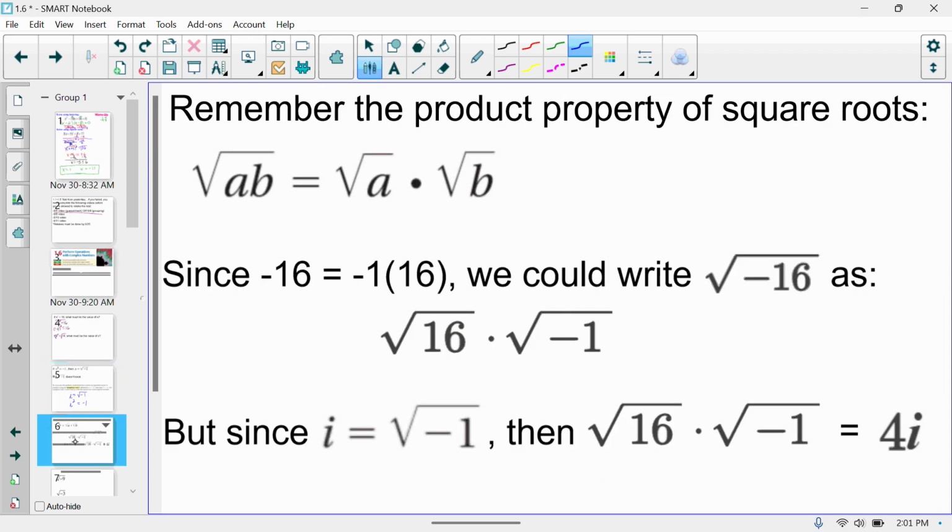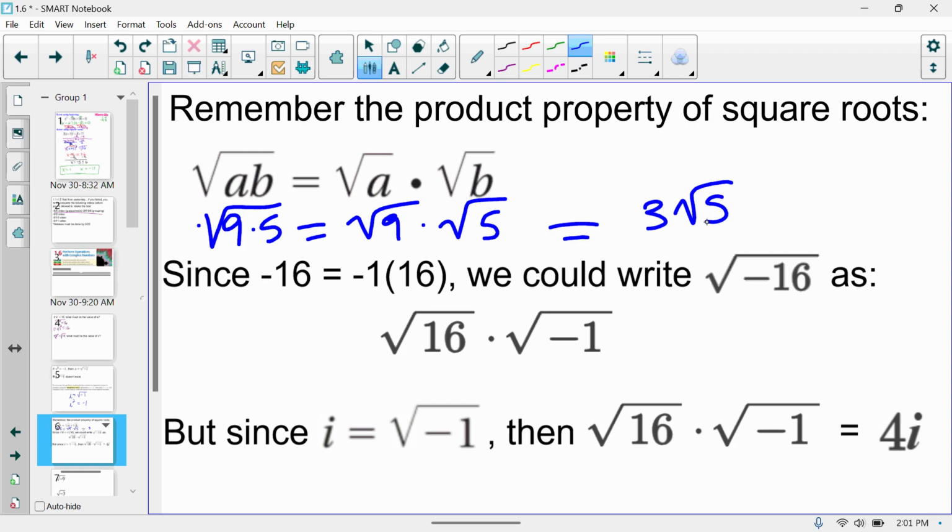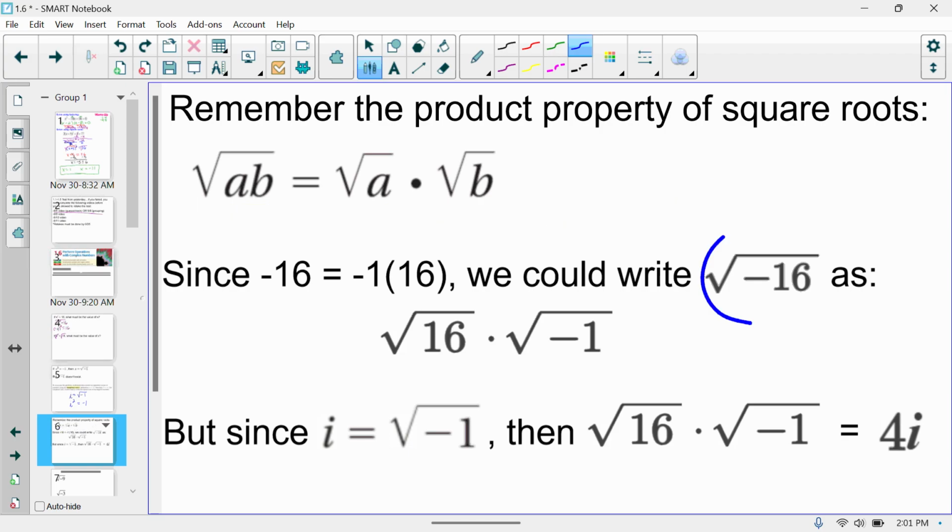So a little bit of review here. Do you remember the product property? Let me give it to you with numbers. If we had like the square root of 9 times 5, we split it apart because 9's a perfect square, so we could just write it as 3 radical 5, right? We've already learned that.